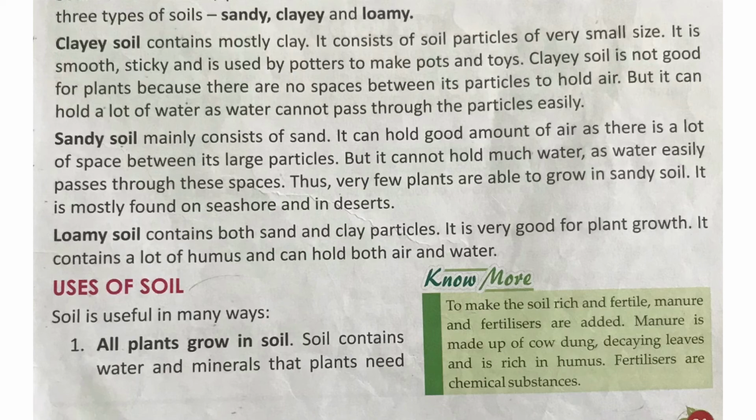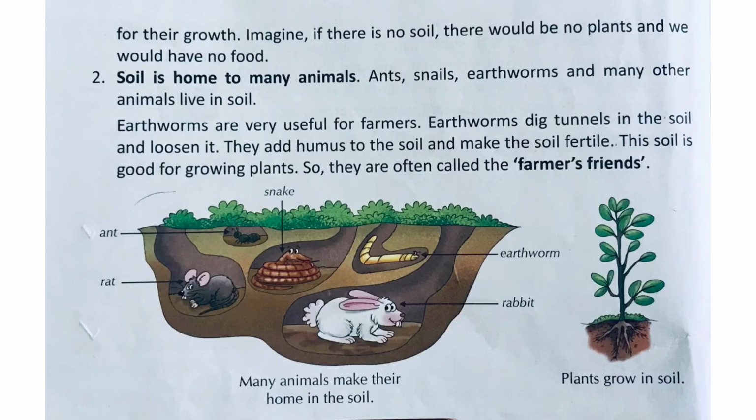Uses of the soil. Soil is useful in many ways. First, all plants grow in soil. Soil contains water and minerals that plants need for their growth. Imagine if there is no soil, there would be no plants and we would have no food.